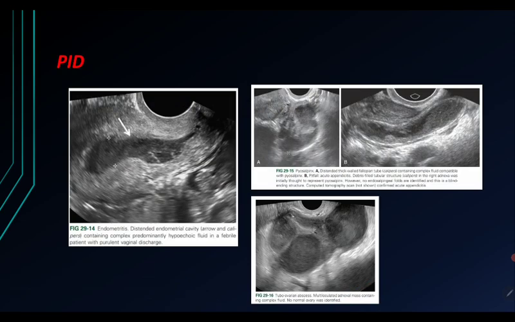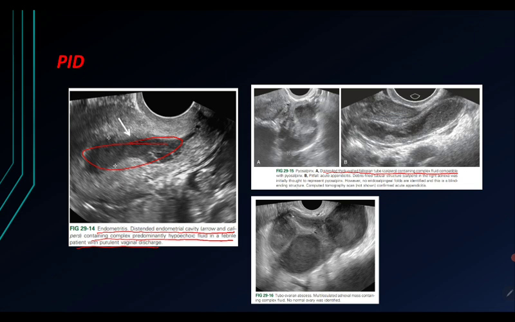Tubal pathology. Here you can see the endometritis. It demonstrated an endometrial cavity containing complex predominantly hypoechoic fluid in a febrile patient with purulent vaginal discharge. This is the collection. Pyosalpinx: a distended thick walled fallopian tube containing complex fluid, compatible with pyosalpinx. Pitfall: acute appendicitis, with debris filled tubular structures, also makes a differential diagnosis.